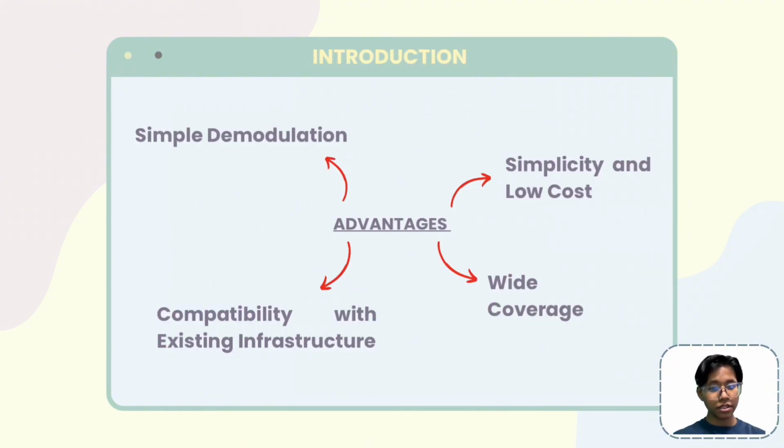So what are the advantages of amplitude modulation in communication systems? Amplitude modulation provides simple demodulation, simplicity and low cost, it can cover a wide coverage, and last but not least, its compatibility with existing infrastructure.